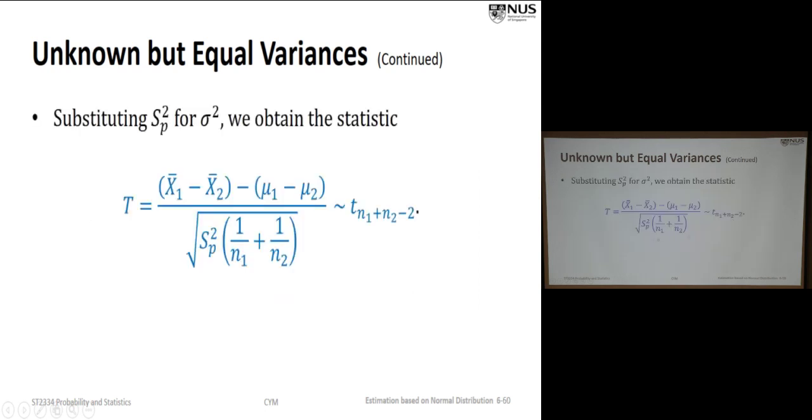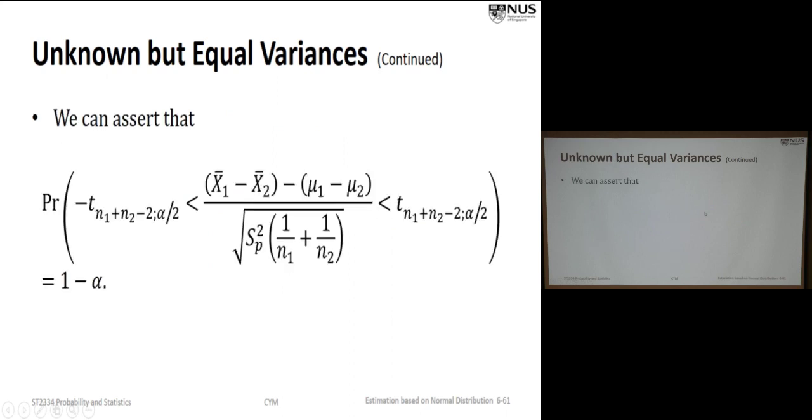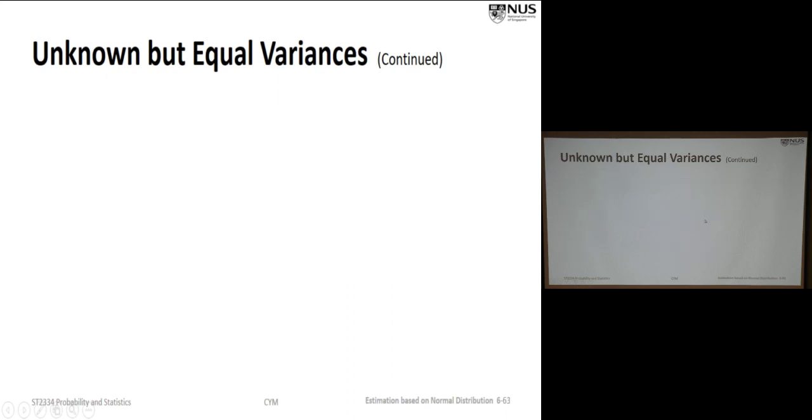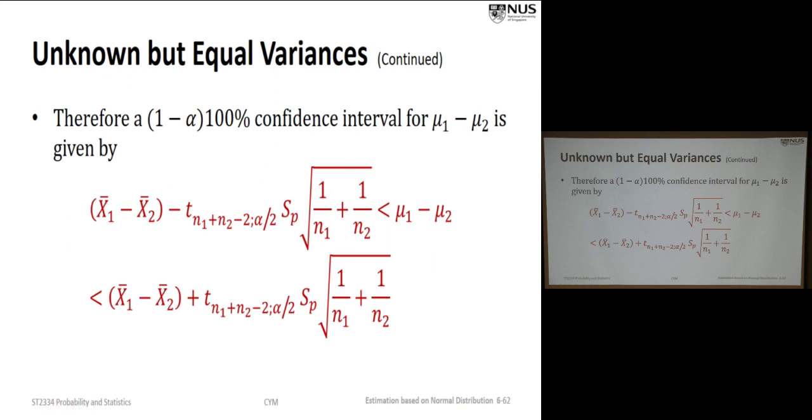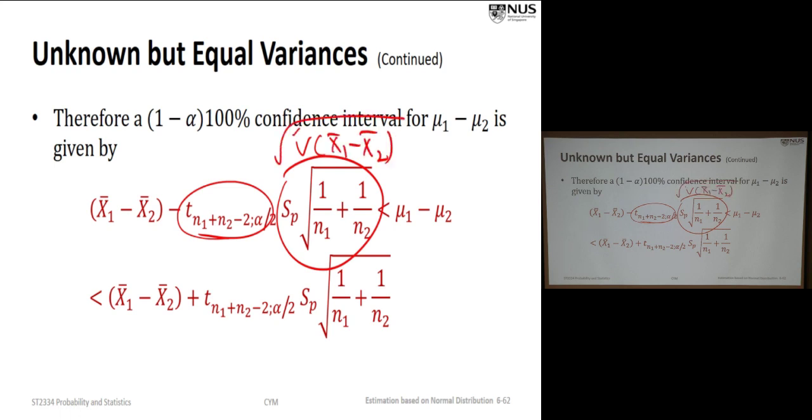So I just replace the sigma square by sp square. It looks as if I do that. Then it follows a t distribution with n1 plus n2 minus 2 degrees of freedom. So from that, this is the confidence interval. This is the constant, and this is the estimate of the variance of x1 bar minus x2 bar. We estimate it, replacing sigma by sp.